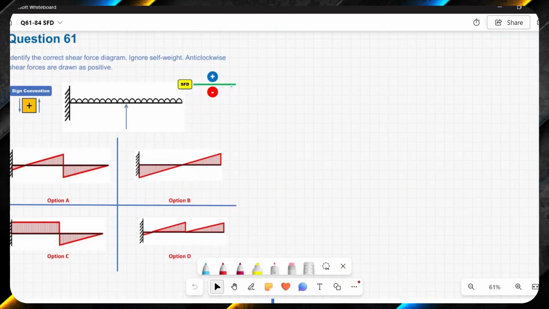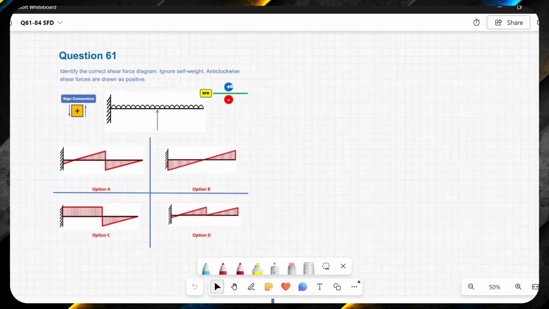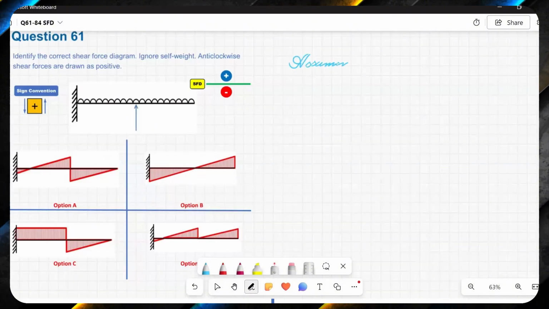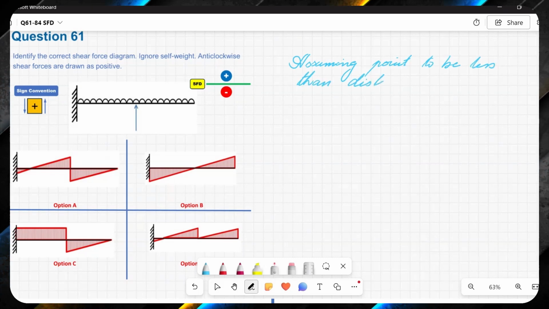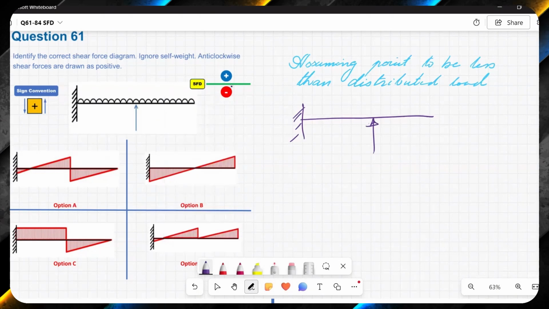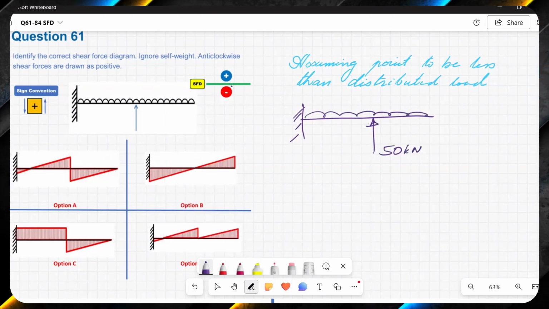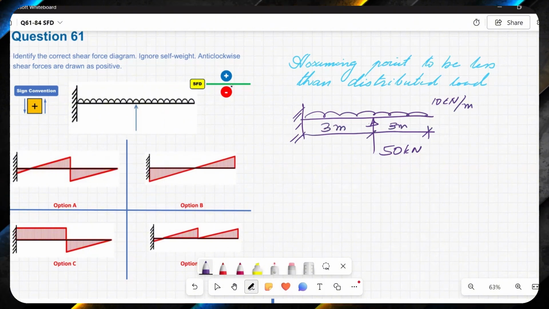Here again, these four options are given. So assuming the point load is less than the UDL. So write it down: assuming point load to be less than distributed load. Let me draw the sketch. I have a point load of say 50 kilonewton and a UDL of say 10 kilonewton per meter, and these distances are the same. I'm assuming it's 3 meters and 3 meters.